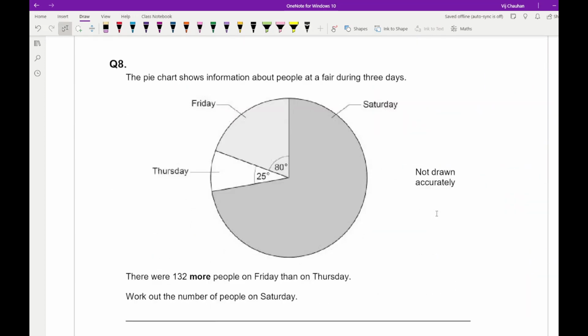Then moving on to our last question, it says the pie chart shows the information about people at a fair during 3 days, and it says there were 132 more people on Friday than there were on Thursday. Work out the number of people on Saturday.